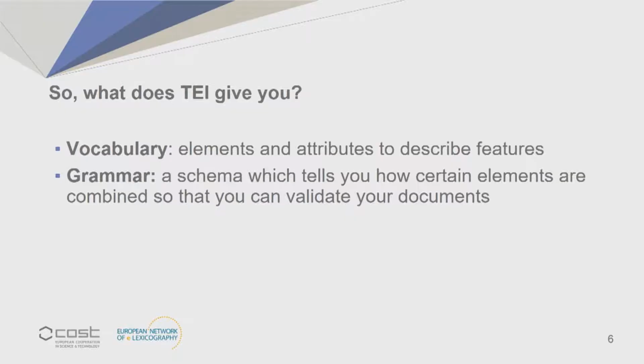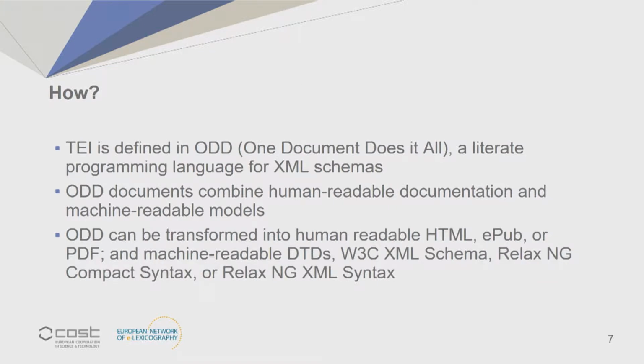It gives you a vocabulary, elements and attributes to describe features, and it gives you a grammar, a schema which tells you how certain elements are combined so that you can validate your documents. And there are technical bits in it, how it's done using a so-called ODD. One document does it all, a literate programming language for XML schemas that was developed in the context of TEI. And as with any XML, you separate structure from typographical visual stuff, and you can use it to produce different outputs of your encoding data.